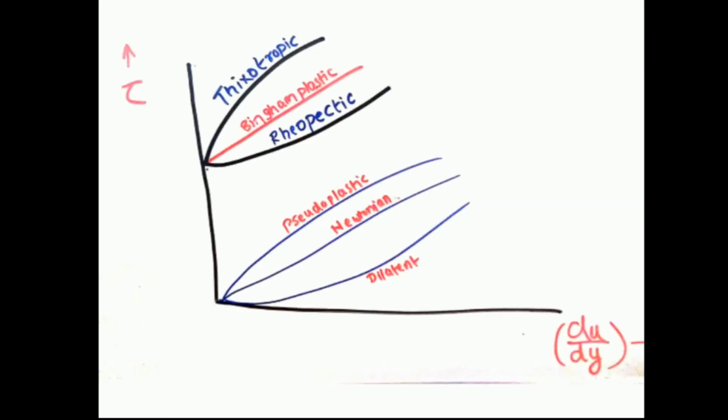By taking the condition of the ideal Bingham plastic, we can define two types of substance. One is thixotropic and the other is rheopectic. By considering the graph, we can see that for thixotropic the slope is continuously decreasing, and for rheopectic the slope is continuously increasing.